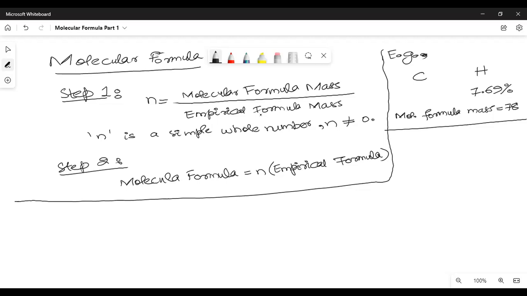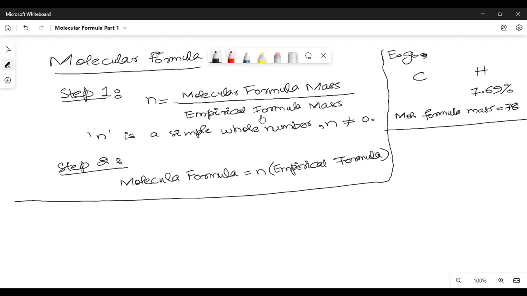And this is going to be the question. You'll be given the elements. You're given either the masses or the percentage composition. And you're also given the molecular formula mass. So what you're supposed to do is, from the elements and from their percentage composition or masses, calculate the empirical formula. Then using the molecular formula mass, you're supposed to follow these two steps to calculate the molecular formula. So let's do this question.